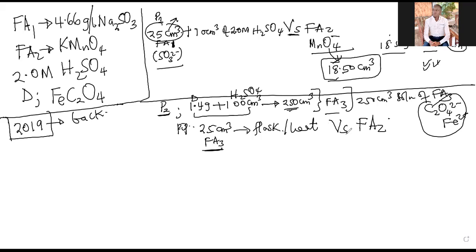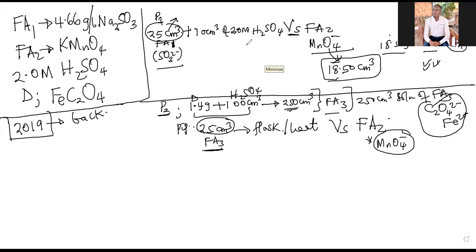But you're titrating it against FA2, which is a manganate. So FA2 is a manganate, meaning that if this is the volume of FA3 that has reacted, then the average will give me the volume of a manganate that reacted.